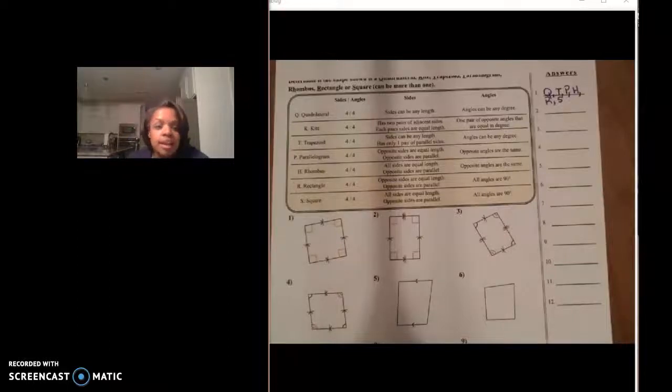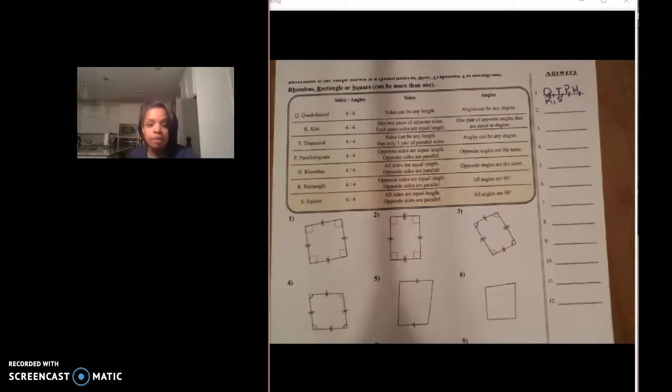Alright guys, so today is a quick recording. I'm literally just going to go over the assignment from yesterday's work, which was worksheet number 8, so that you can get started on your other activity that you have for today.